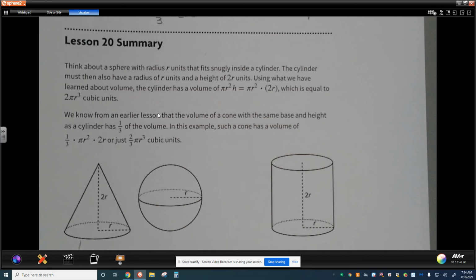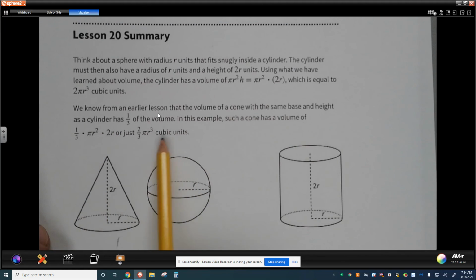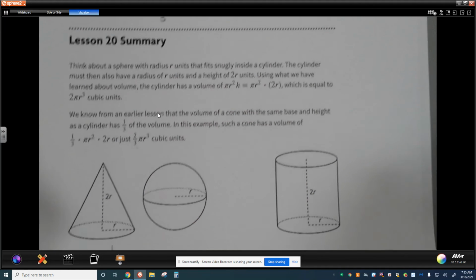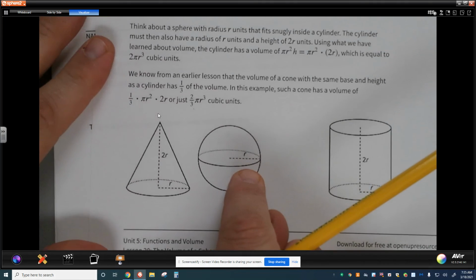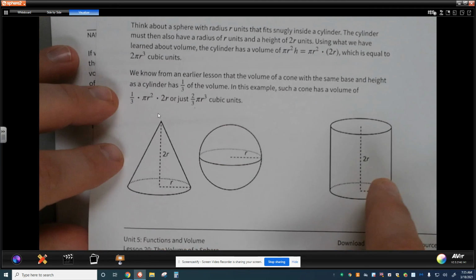We know in earlier lessons, the volume of the cone with the same base and height as a cylinder is 1/3 the volume of that cylinder. And so we recognize that piece about how to find that volume of the cylinder. And then we go to the related sphere, and we recognize that if we fill up that cone and sphere with water and then pour them out, we find out that the cone plus the sphere, if we were to fill these two up, they would equal that total volume of the cylinder.